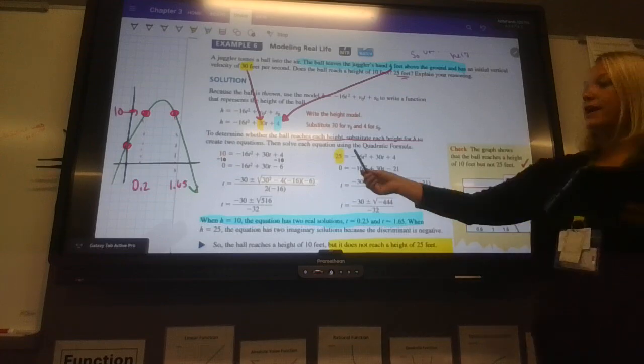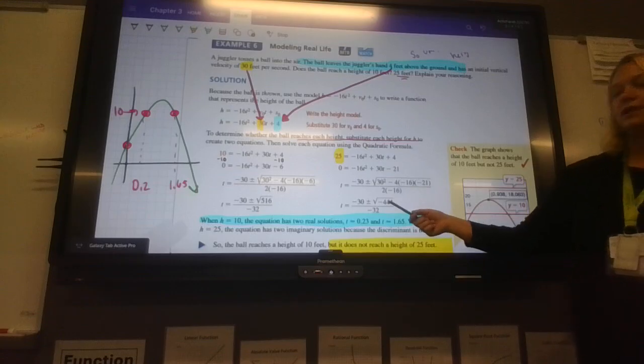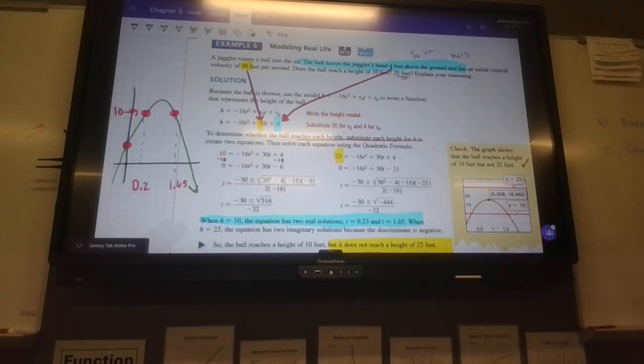Now you do the same thing with 25. Does it get 25 feet high? Subtract 25, do the quadratic formula. The answers are imaginary. Negative 144 is the discriminant. We left off with this the other day. I want to remind you about this word, discriminant. And here the value is negative 144.